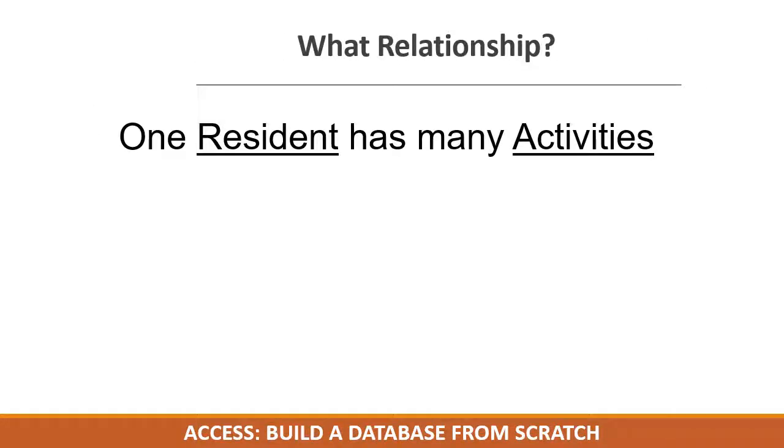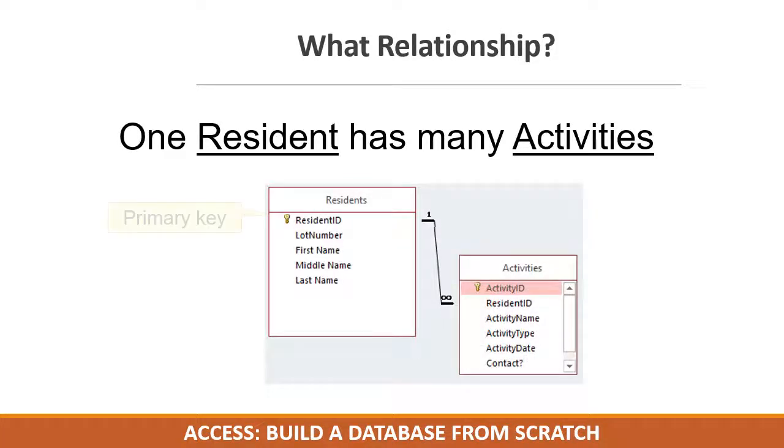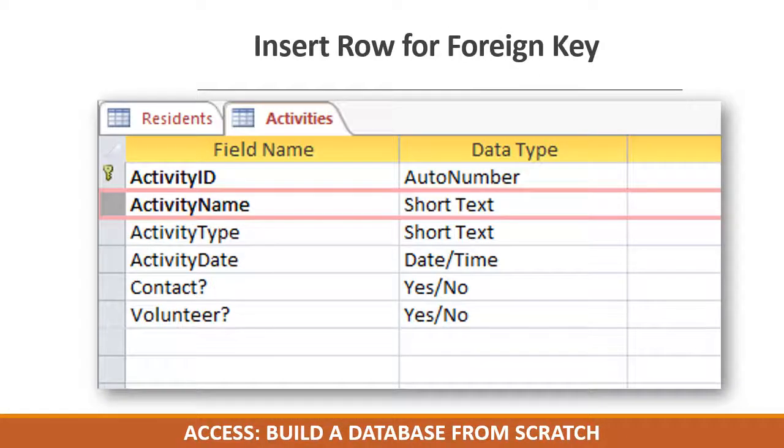Before I can create the relationship between the Activities table and the Residents table, I need to add a foreign key field to the Activities table. Remember, one resident has many activities. That means the resident primary key must also appear in the Activities table as the foreign key. It is good practice to keep the keys together.